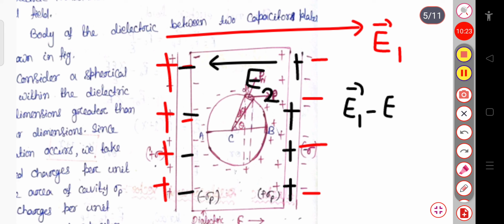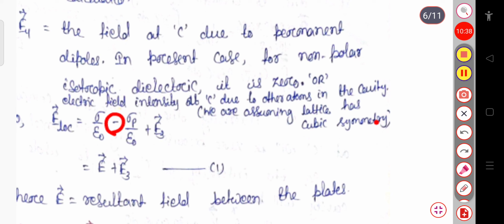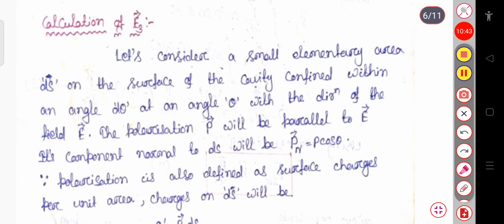If I write E1 minus E2, if I write the magnitude, then the total electric field will be E1 plus E2 plus E3 plus E4. But here, because of this direction, I will give a negative sign. So for that reason only, here we are putting the negative sign. Now let us calculate the value of E3.